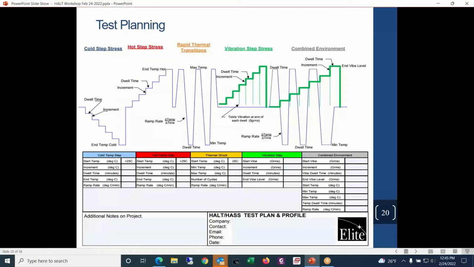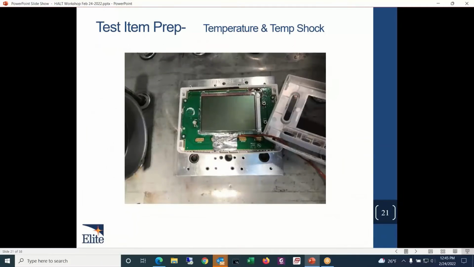We'll generally ask our client to define the test using a chart like this to identify some of the endpoints of the test, what increment, what dwell time. These are the sorts of things that you might know about your product. How long do we need to dwell to really see the product respond to the stress? So we'll work with our clients to fill out a HALT test planning sequence like this.